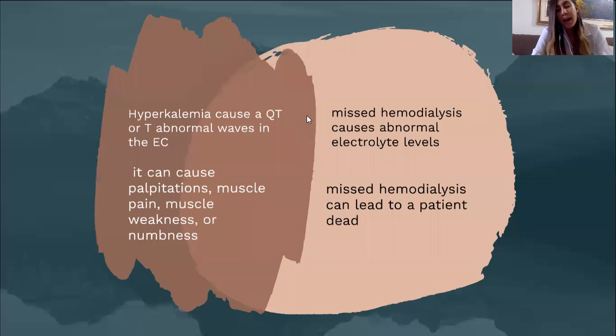Cons. Hyperkalemia causes acute or abnormal T waves in the ECG. It also can cause palpitations, muscle aches, pain, weakness, and numbness. A missed hemodialysis causes abnormal electrolyte levels and also can lead to a patient's death.